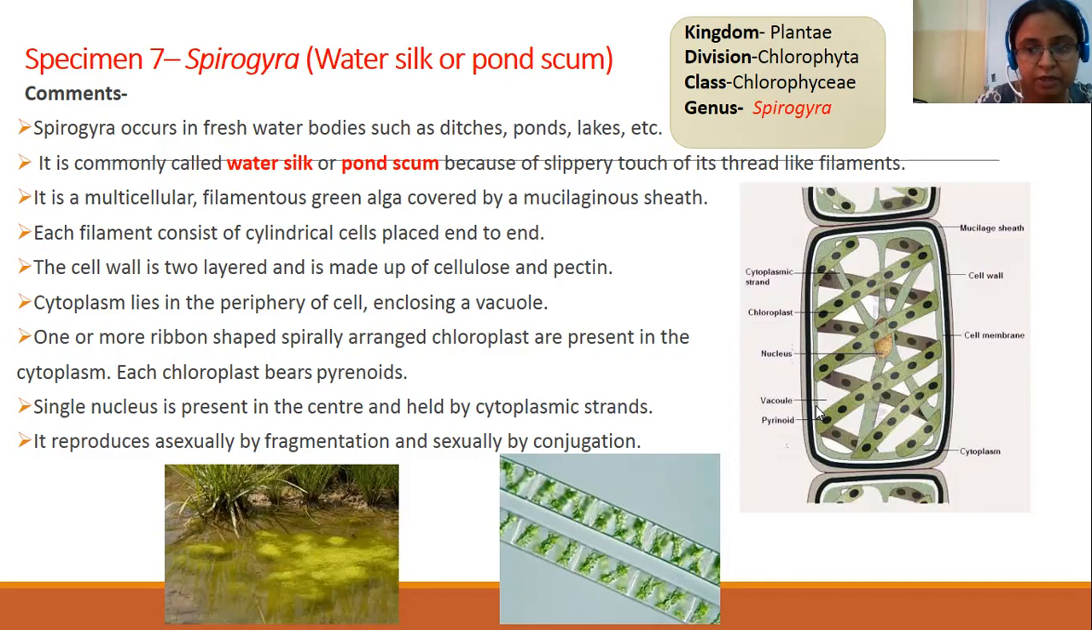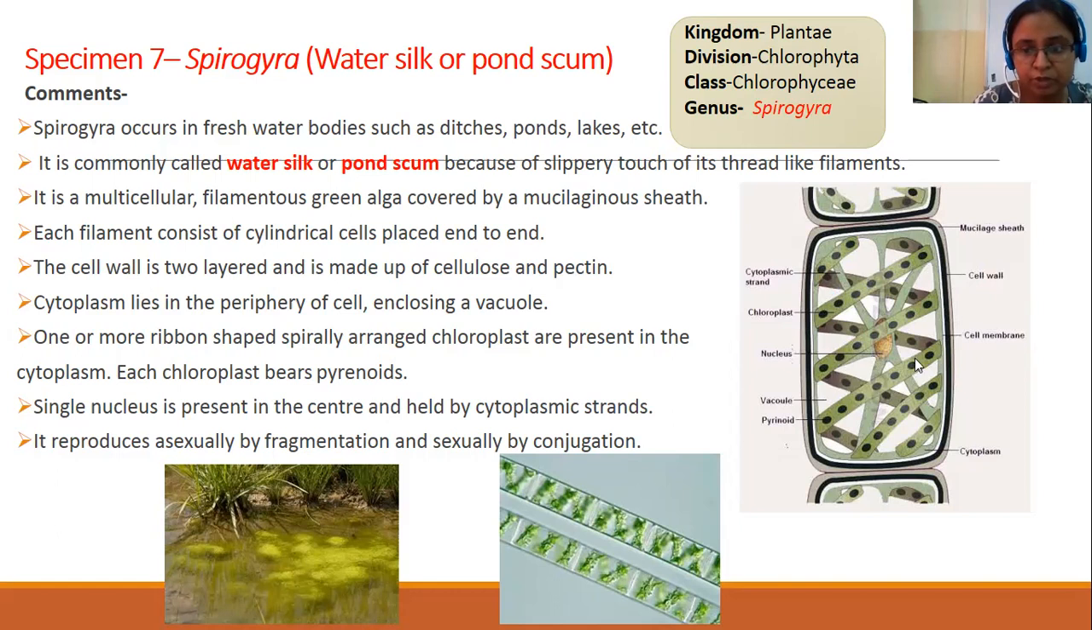And since it is a plant, it belongs to the kingdom Plantae. So that's why the cell wall will be there. And this cell wall is two-layered, made up of cellulose and pectin. Fine. So here you can see the cell wall is present outside the cell membrane, which is made up of cellulose and pectin. Here you can see internally the cytoplasm is there.